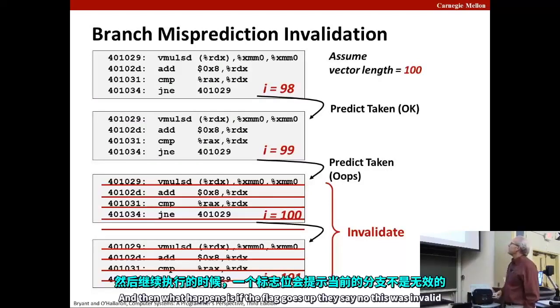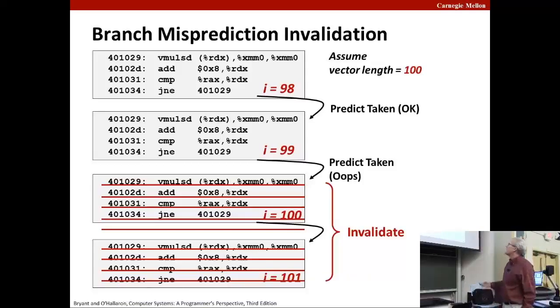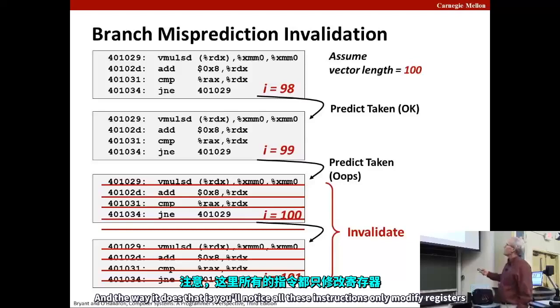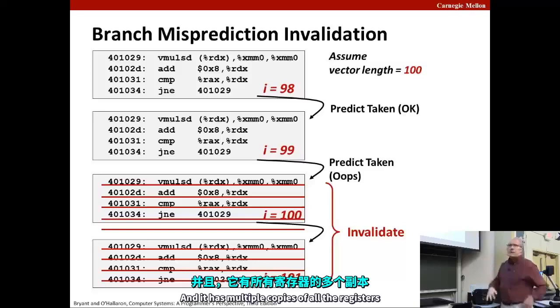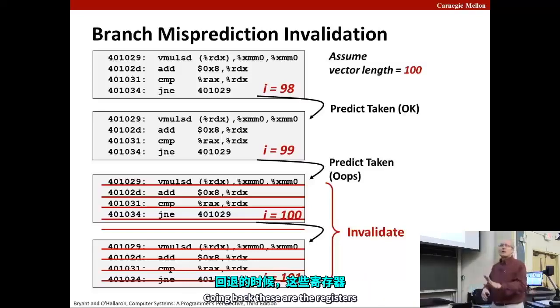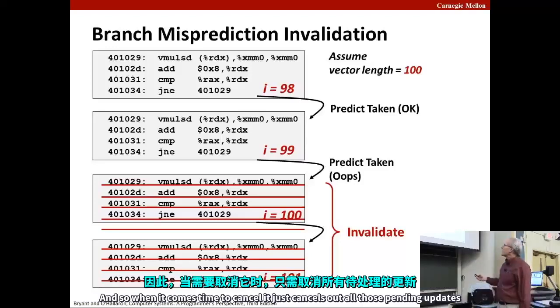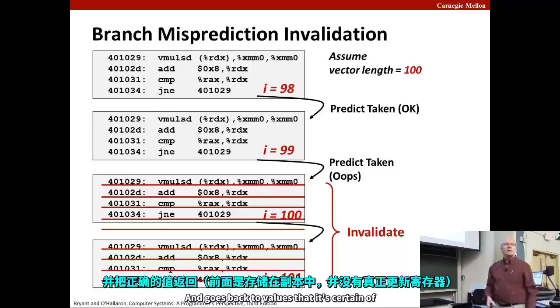And then what happens is if the flag goes up to say, no, this was invalid, then it will go back and cancel all the instructions that have been fetched and executed. And the way it does that is, you'll notice all these instructions only modify registers. And it has multiple copies of all the registers going back. These are the values that I'm sure of. These are sort of speculative values, pending updates to them. And so when it comes time to cancel, it just cancels out all those pending updates and goes back to values that it's certain of.